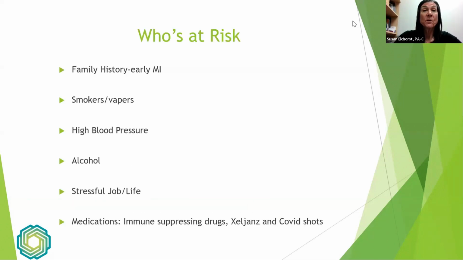Who's at risk for coronary artery disease? Well, certainly families give us a little bit of an insight. If you have a family history of somebody who has a heart attack under the age of 50 for men, under the age of 60 for women, that's kind of the old adage, that does put you at a little higher risk for coronary artery disease.